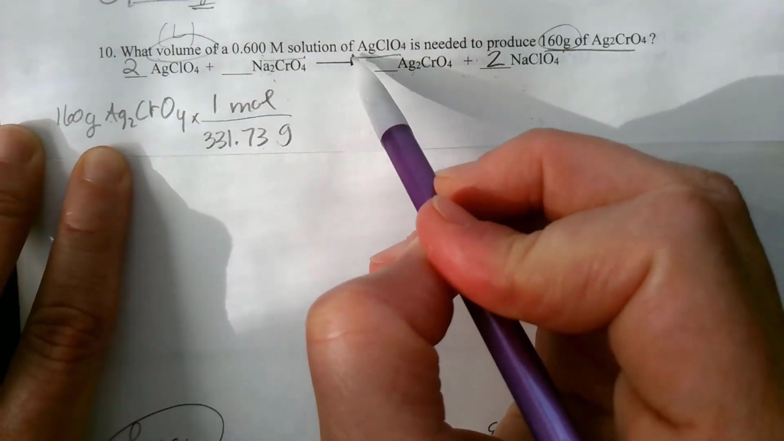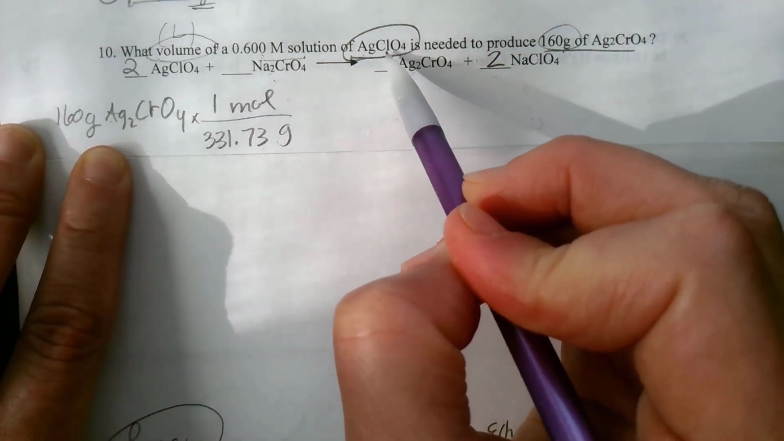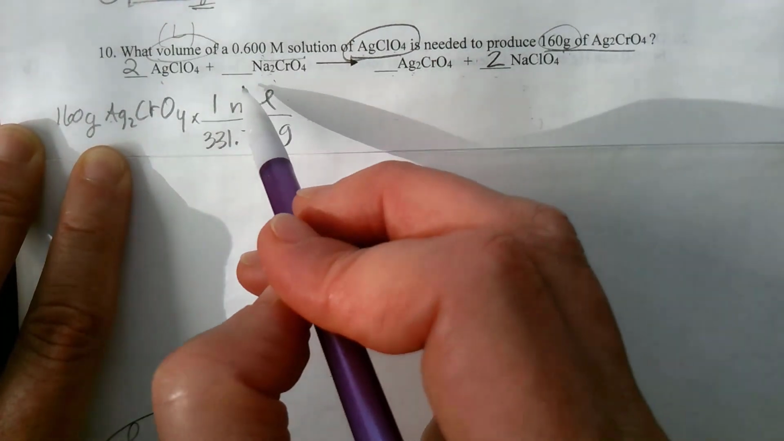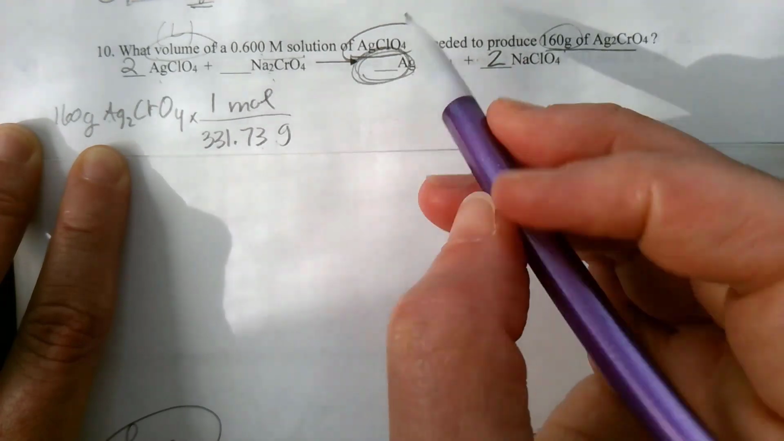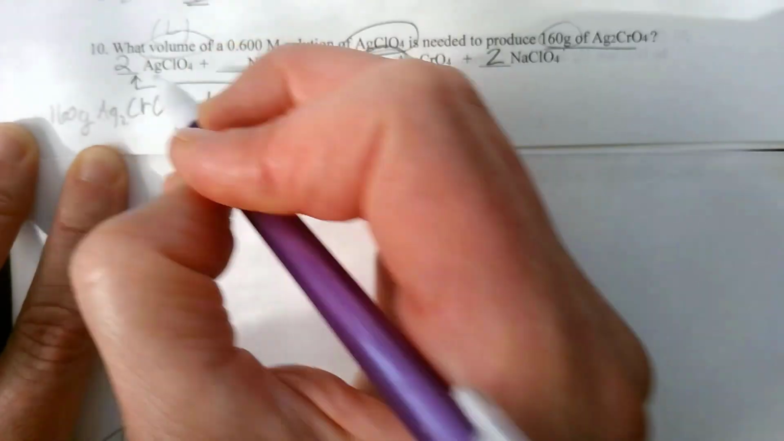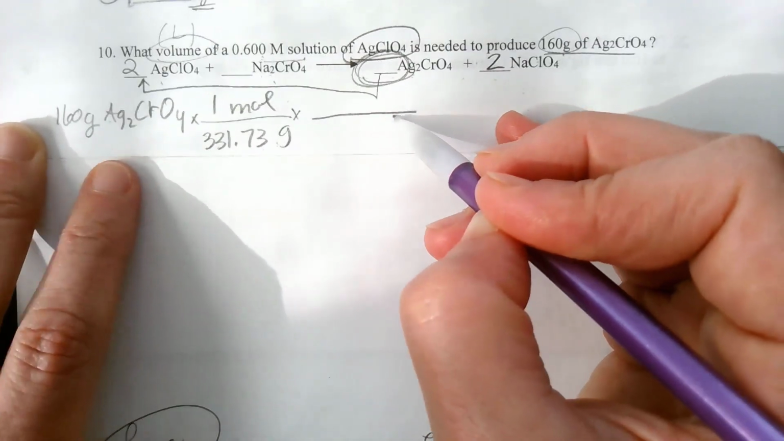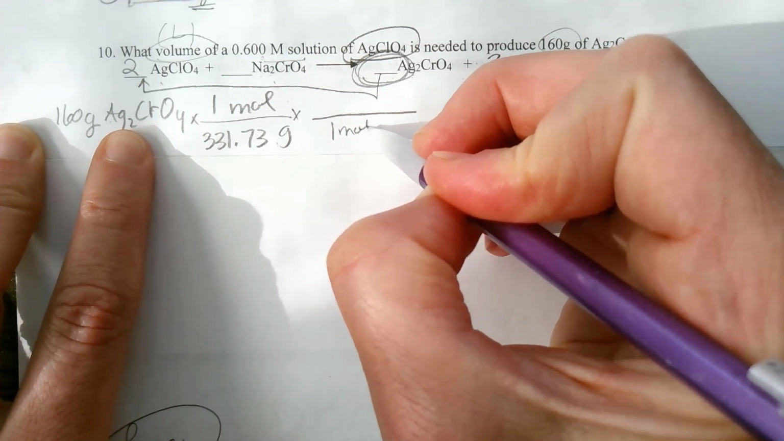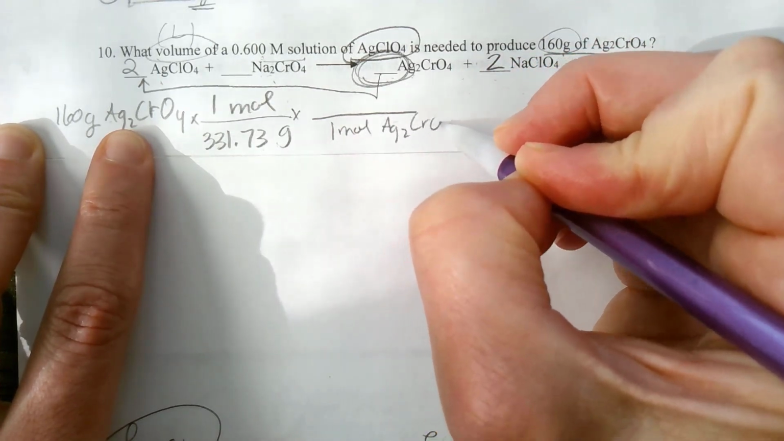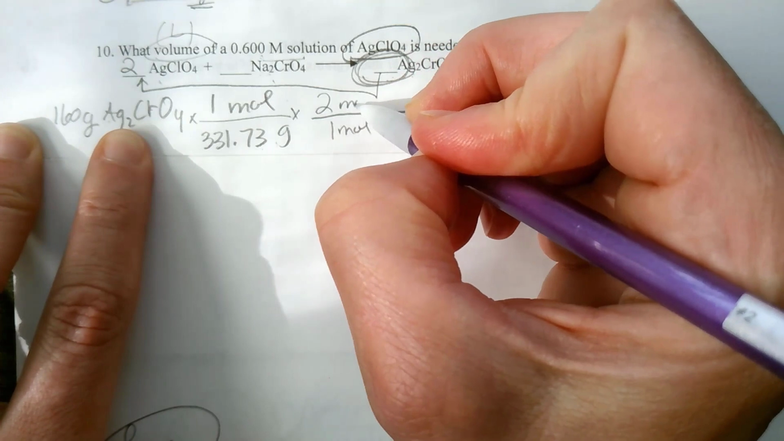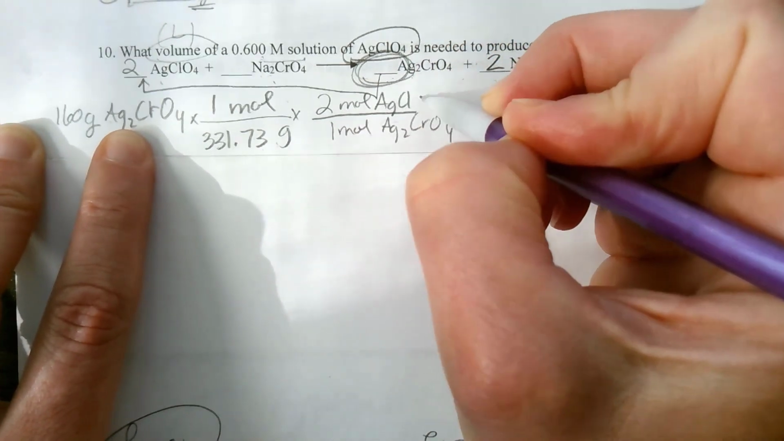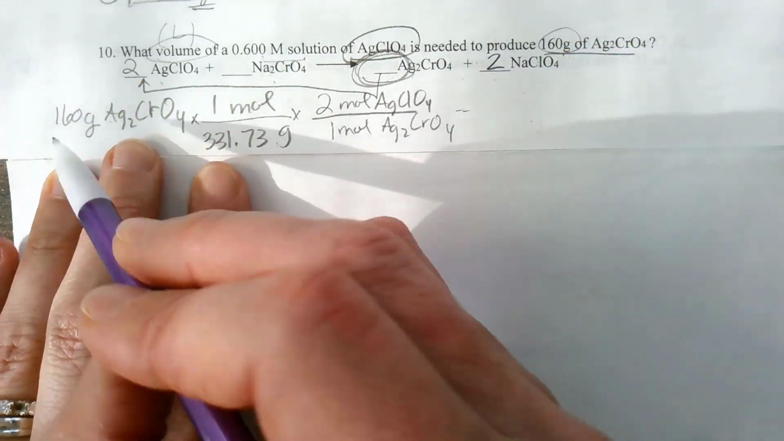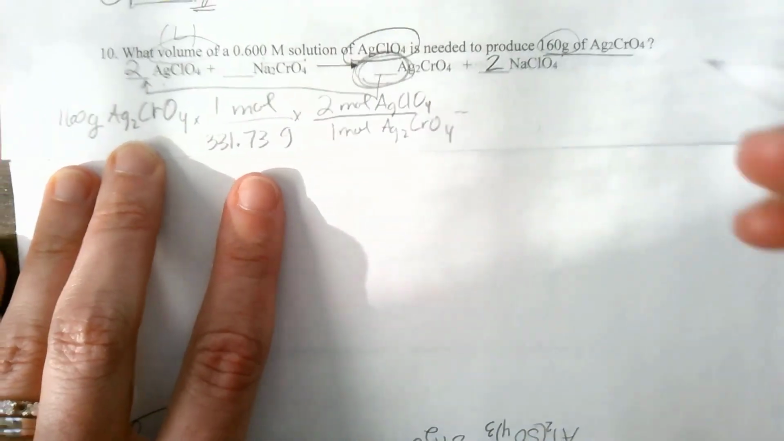And where are we trying to go to? We're trying to get to silver chlorate. Okay, so we're going from here to there. Let's just keep going with this. We're going to say 1 mole of Ag2CrO4 for every 2 moles of AgClO4. So let's multiply across, divide going down.